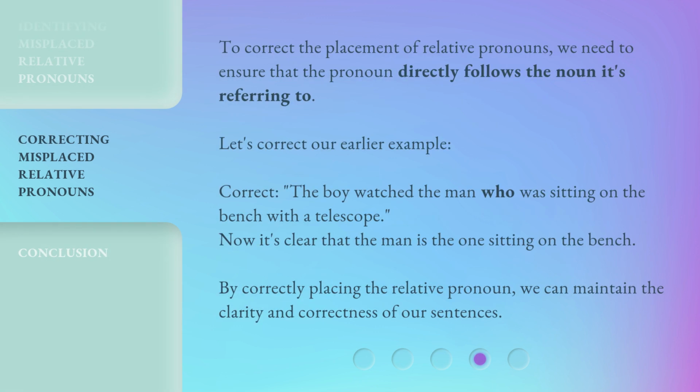To correct the placement of relative pronouns, we need to ensure that the pronoun directly follows the noun it's referring to. Let's correct our earlier example. Correct. The boy watched the man who was sitting on the bench with a telescope. Now it's clear that the man is the one sitting on the bench. By correctly placing the relative pronoun, we can maintain the clarity and correctness of our sentences.